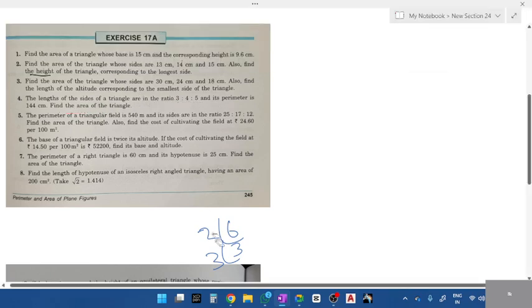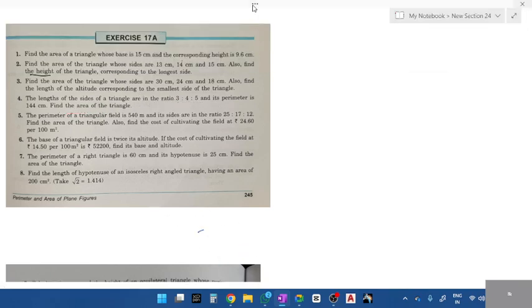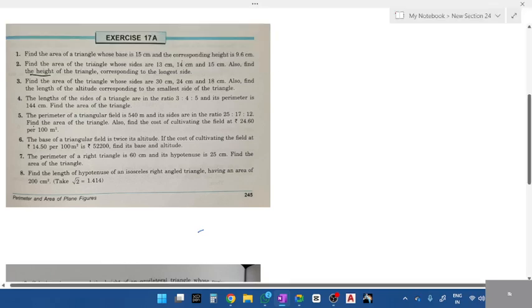Next. Okay, first we'll try all the easy questions, students. We'll complete the easy ones, then we'll try the tough questions. Skip this fifth and sixth, we'll do it later. Fifth, sixth, seventh.